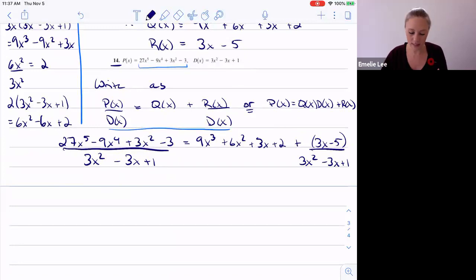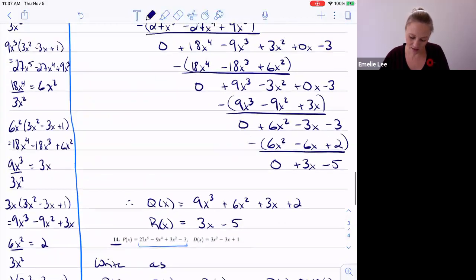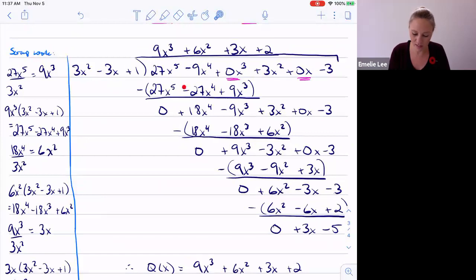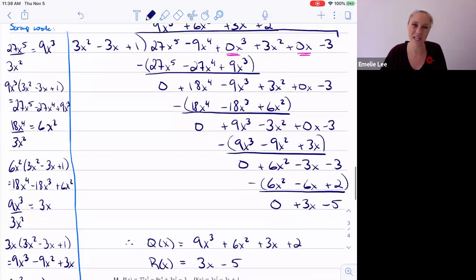Okay, so quite lengthy, but notice we're just doing the same thing over and over again, until we get to the very end. And then we have our quotient and our remainder. After you get into the groove of it, as long as you remember to bump out any missing x's, then it should be okay, right? And it's actually kind of fun once you get the groove of it.